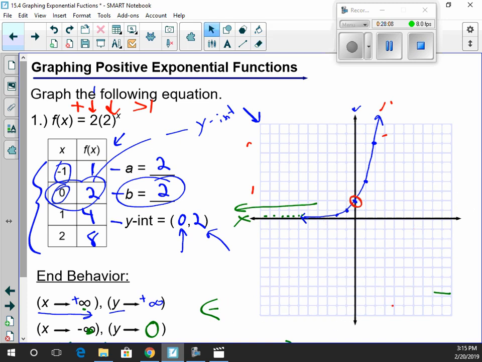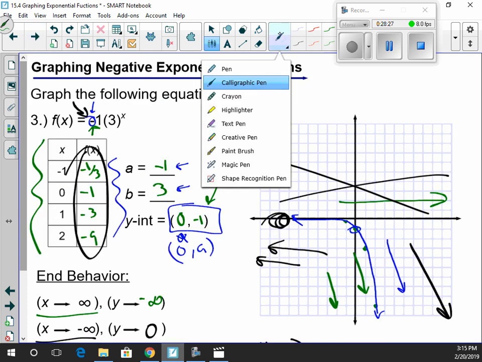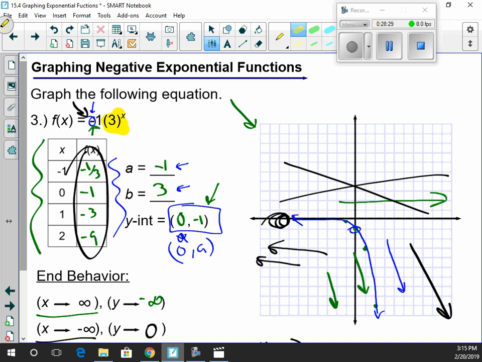Okay, so that's what our graph looked like. It approached, y approached positive infinity. What's our b value here? It's positive 2. So what was our b value? It is greater than 1, right? Now, we had one other incidence of a b value that was greater than 1, right?